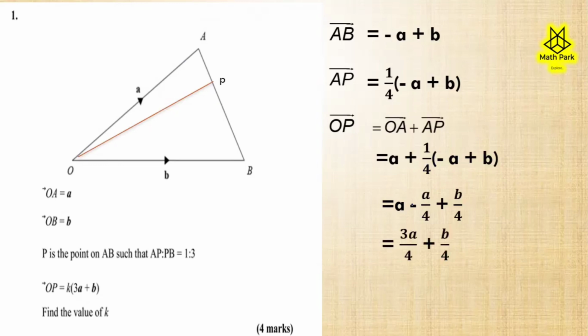So these are the like terms that we added. Now 3A upon 4 plus B upon 4. Observe here. Here you have 3A plus B in the bracket. So we can take 1/4 common. Taking 1/4 common, we are left with 3A plus B. Now you just compare within the question what was OP. So here OP was given K in bracket 3A plus B. And on solving OP, we got 1/4 in bracket 3A plus B. So this is how the value of K is 1/4.